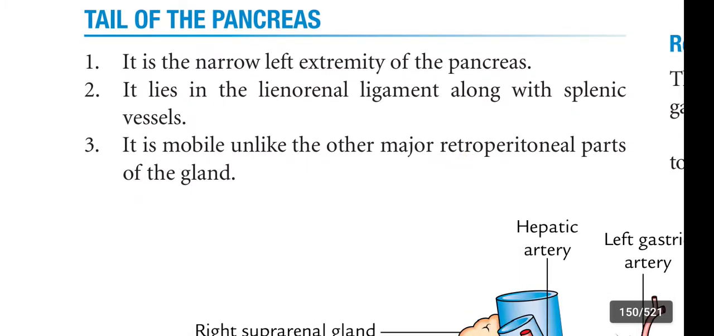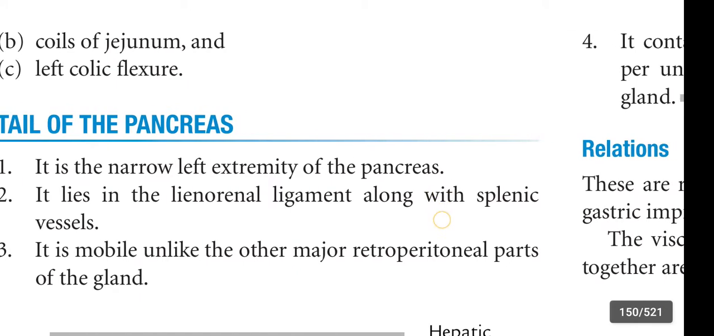It is mobile, unlike the other major retroperitoneal parts of the gland.